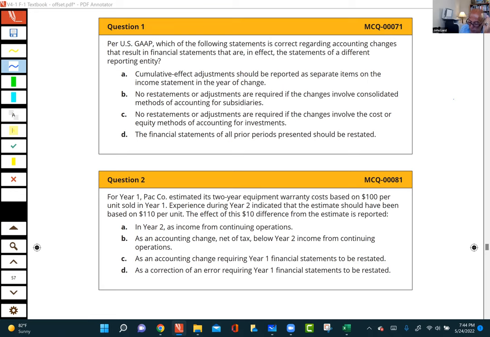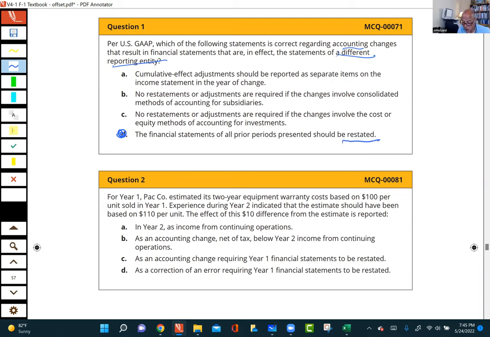Per US GAAP, which of the following, and again, guys, they leave some of these US GAAP callouts here. IFRS is not tested on the exam. Which of the following statements is correct regarding changes that result in the financial statements of a different reporting entity? That phrase is telling you we have a change in accounting entity. What? The financial statements of all periods presented should be restated.